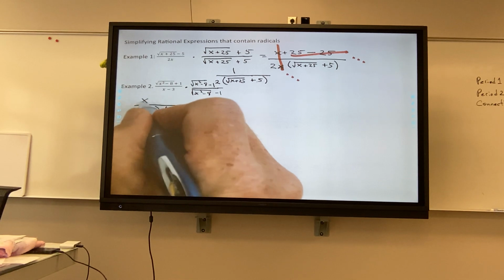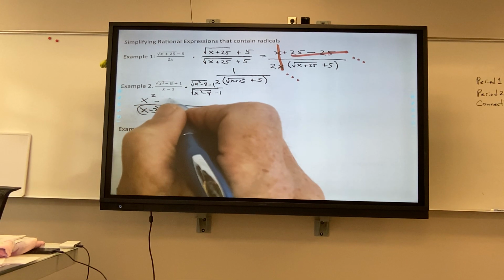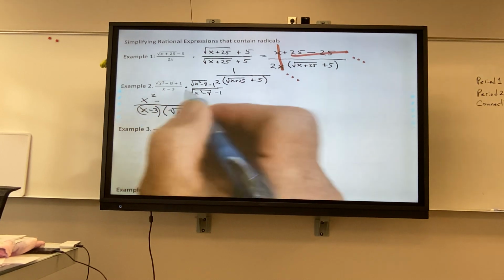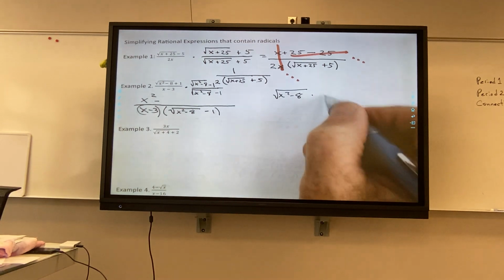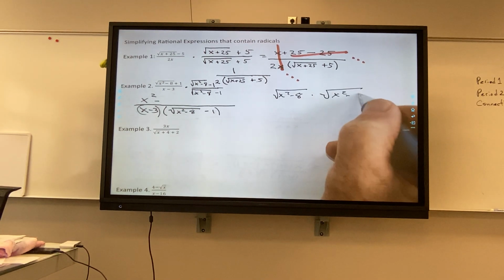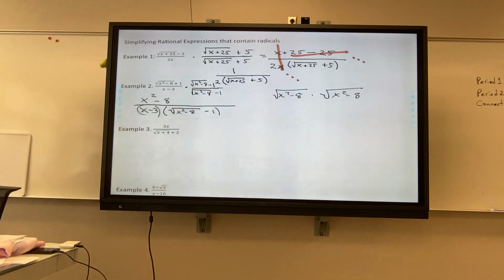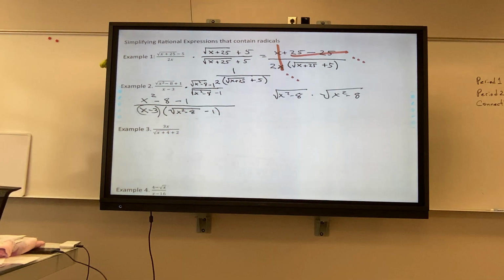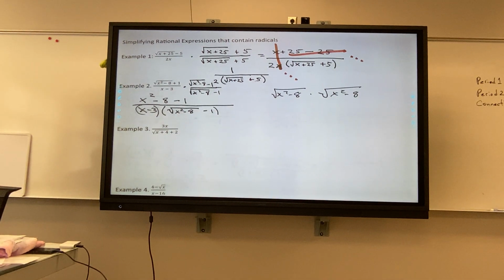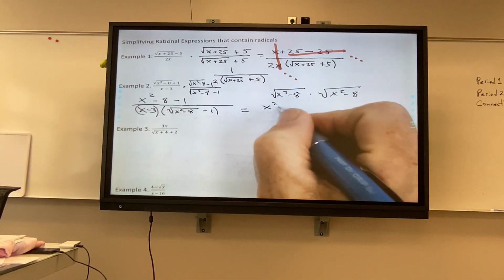X squared minus 64. No, because x squared. I'm doing this, aren't I? Yeah, just x squared minus 8. Right? And the square root's going to be gone, so it's just minus 8, okay? Then minus, and 1 times 1 is 1, correct? Okay? And now, Maria, this is going to be a little bit more work.